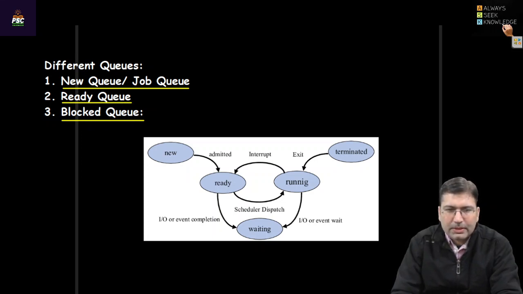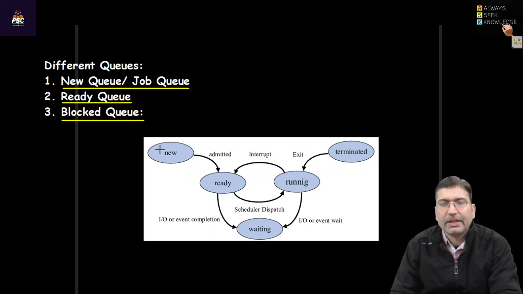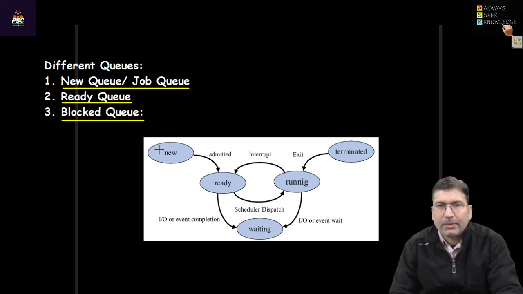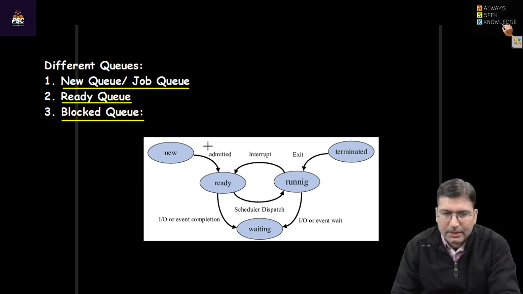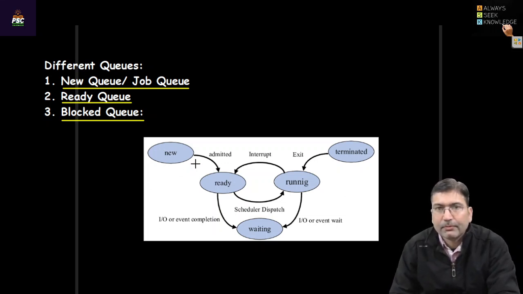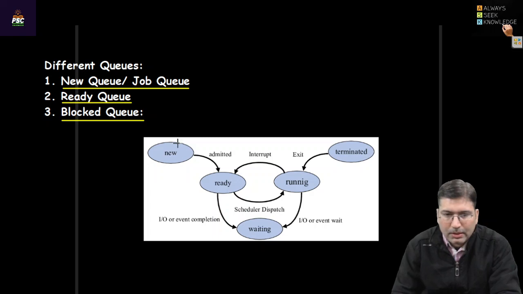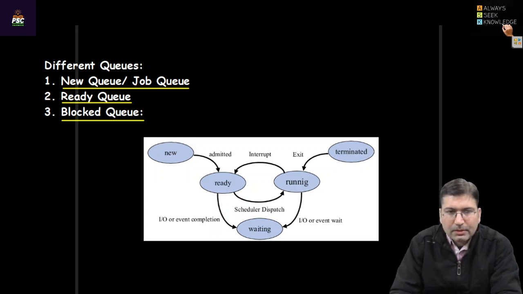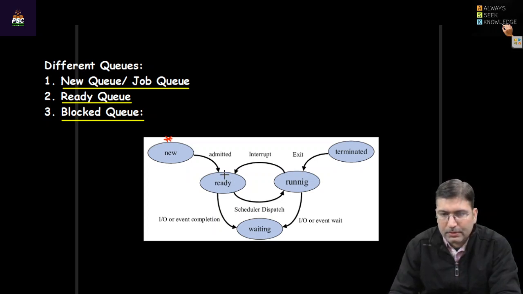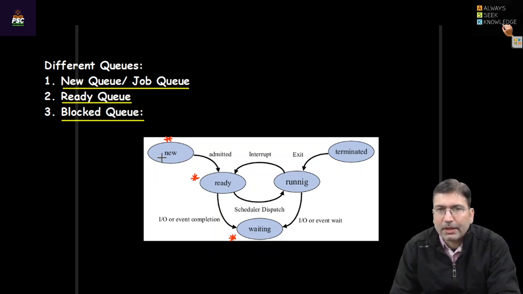As we have already discussed, there are different types of states an operating system maintains. So generally there are 5 states, as depicted in this diagram: new state, ready state, running, terminated, and waiting. There are 3 states, the new state, ready state, and waiting state. On these 3 states, more than one process can arrive at a time.